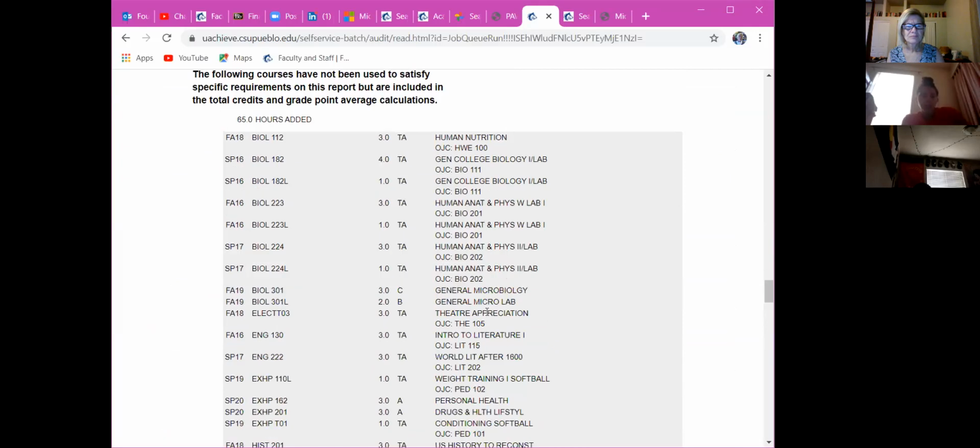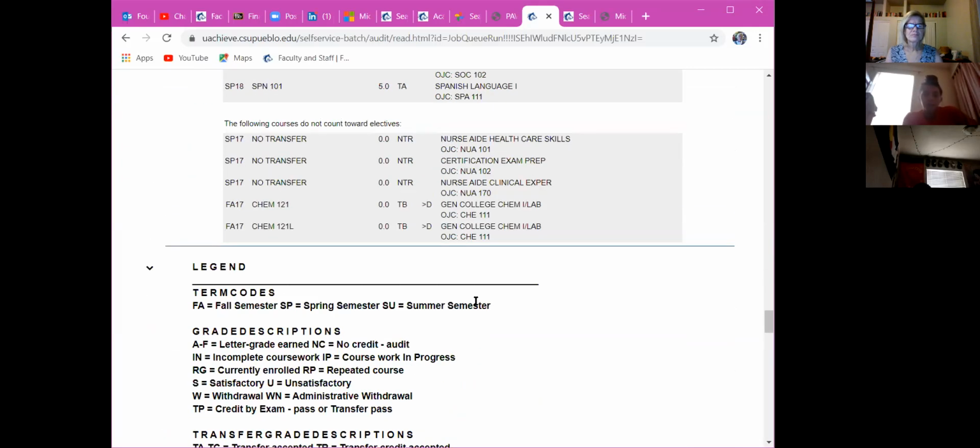Would they show on my CSUP transcript? No, because they didn't get accepted. Okay. So I can see them on your audit where it just says no transfer, and I can see what the classes are, but you're going to have to go back and look at your OJC transcripts. Okay, I'll have to figure out how to pull those up then. Yeah, so you'll have to get those.